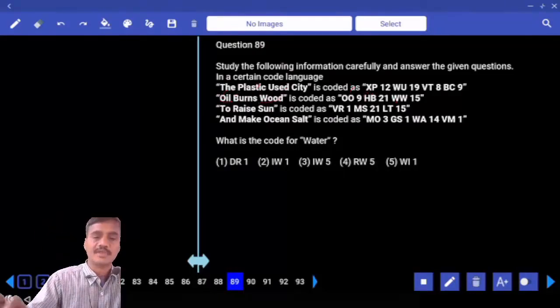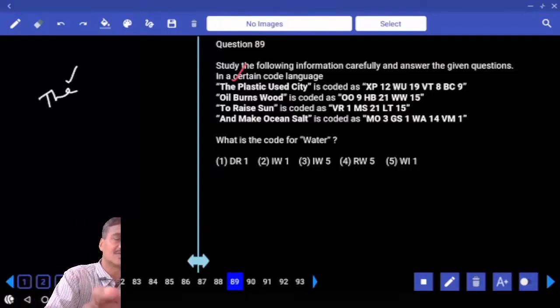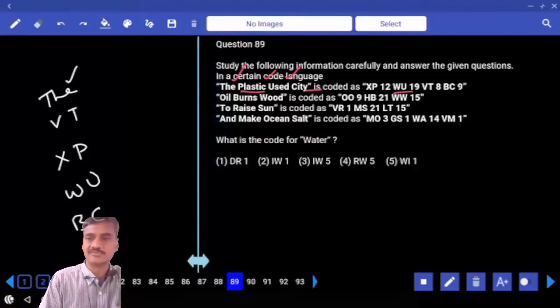ఇప్పుడు చూడండి. And now Theకి code ఏం చెప్పండి? TH, last letter Tకి opposite letter V, first letter T. సరిపోయిందా లేదా? Next Plastic, Cకి opposite letter X and P will be as it is, XP. ఉందా లేదా XP? And Udకి, Dకి opposite letter W and U, W and U is here. And next one City, Yకి opposite letter B and C as it is, BC.